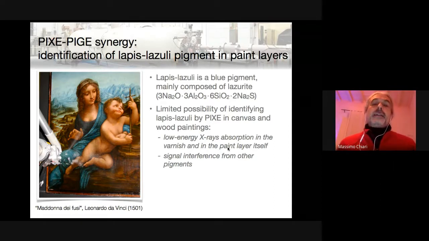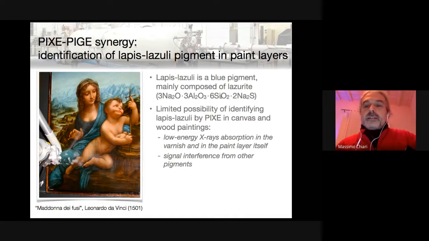Okay, the possibility of identifying lapis lazuli by PIXE in canvas or wood paintings is hindered by the fact that most of the paintings have a varnish layer to protect them, and this varnish layer is thick enough to absorb low energy X-rays coming, for example, from sodium. That is a typical tracer of lazurite.